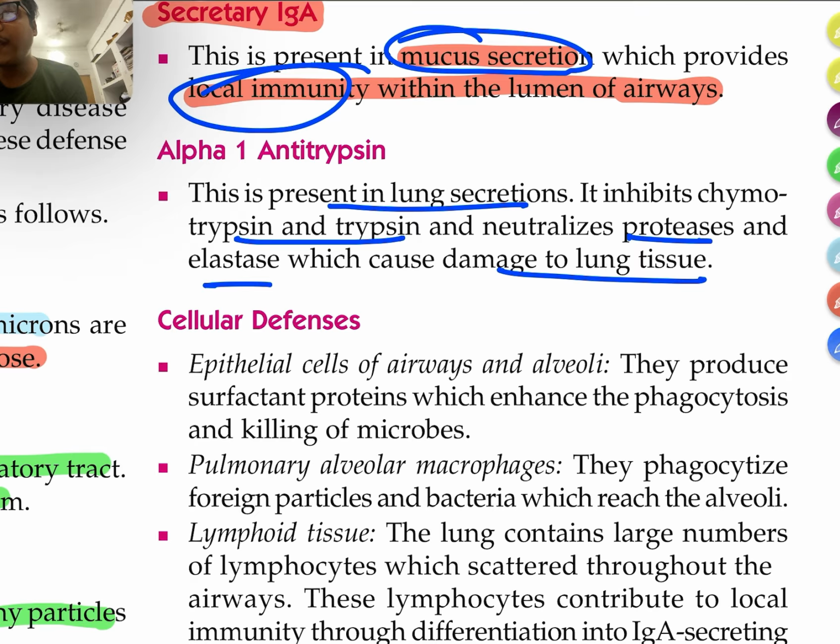Okay, next point is our cellular defense. What is the cellular defense?